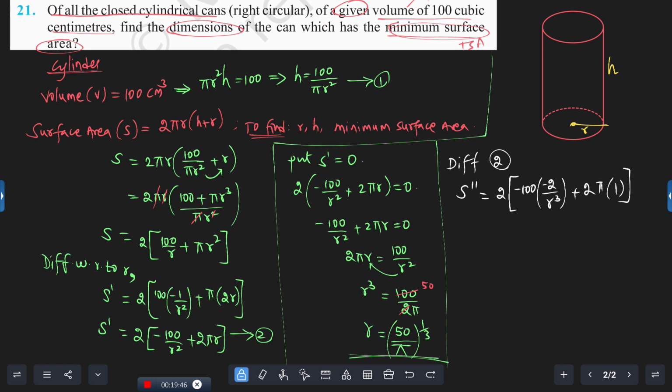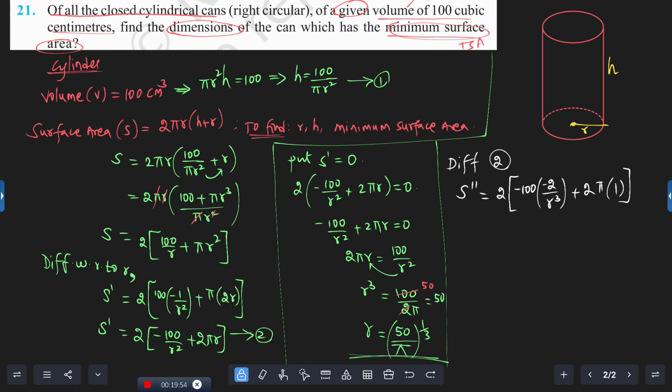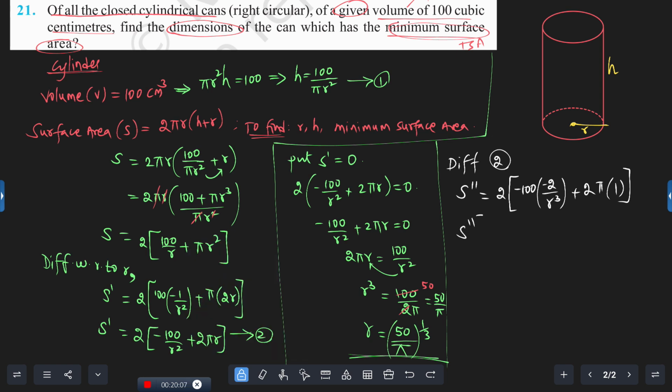That's it. Now we have to substitute r cube. See, r cube we have here. Children, listen. r cube we have 50 divided by pi, and here also we have r cube. So directly you can substitute r cube, no issue. So s double dash at r, r cube is equal to 50 divided by pi. What I'm getting: 2 into minus into minus, plus 200 divided by r cube value, 50 divided by pi, plus 2 pi.